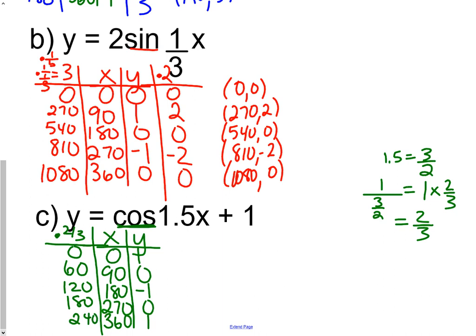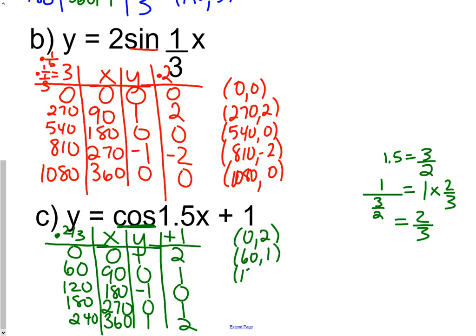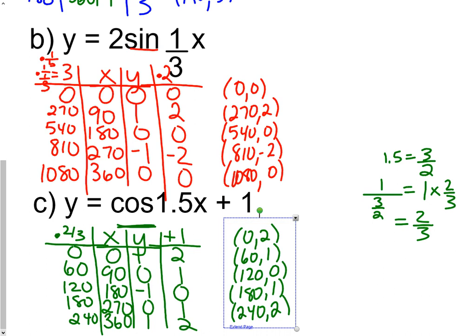Okay, and then we have this +1 at the end. That means we're adding 1 to all of our y values. We're moving our sinusoidal axis, or our equation of the axis, up by 1. So 1 plus 1, which is 2, 0 plus 1, which is 1, -1 plus 1, which is 0, 0 plus 1, which is 1, and 1 plus 1, which is 2. So now what we have is 0, 2, 60, 1, 120, 0, 180, 1, and 240, 2. And these will be our points that we will put on our graph.